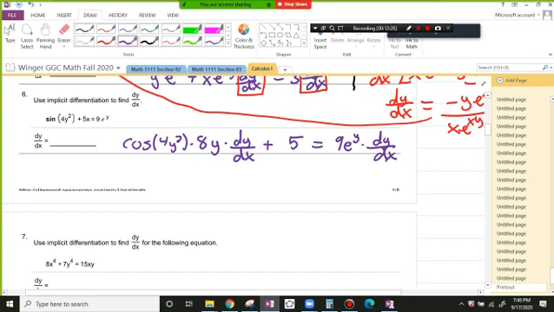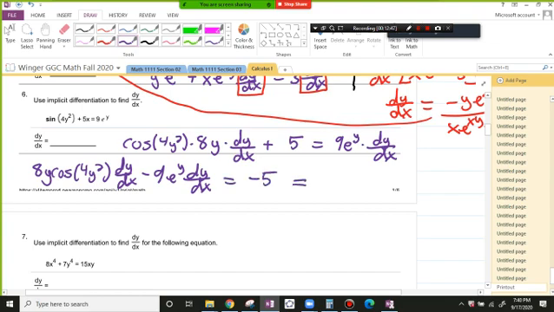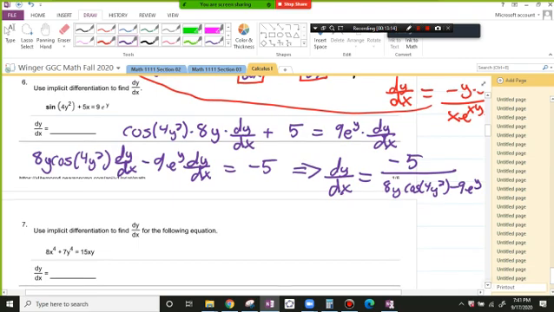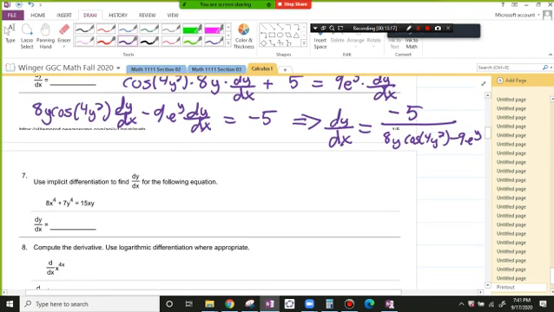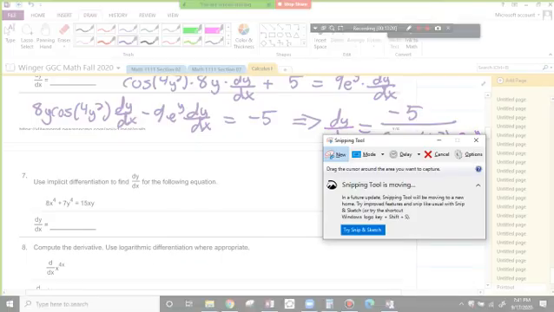So then you've got 8y cosine 4y squared times dy/dx minus 9e to the y times dy/dx equals negative 5. And we'll factor and divide. This means that dy/dx is equal to 5 over 8y cosine 4y squared minus 9e to the y, and that is a negative 5. Tedious. But we got to do it once.